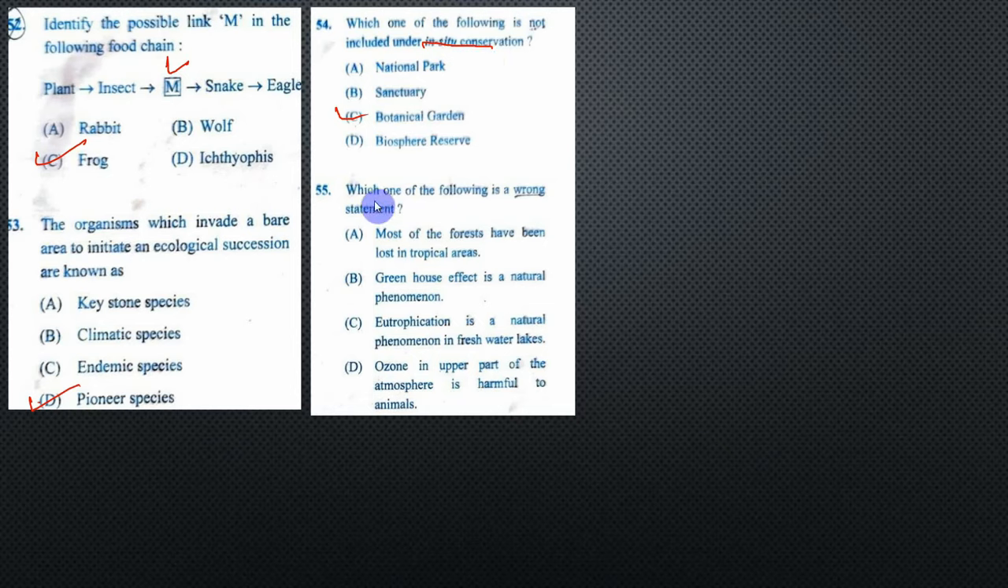Next question we are having: which of the following is wrong statement? Most of the forests have been lost in the tropical areas. The greenhouse effect is a natural phenomenon. Eutrophication is a natural phenomenon in freshwater lakes. Ozone in the upper part of the atmosphere is harmful to animals. D is the wrong statement, because ozone is actually required in the upper part of the atmosphere, because they basically absorb the UV rays and protect the organisms from the harsh results of the UV rays.